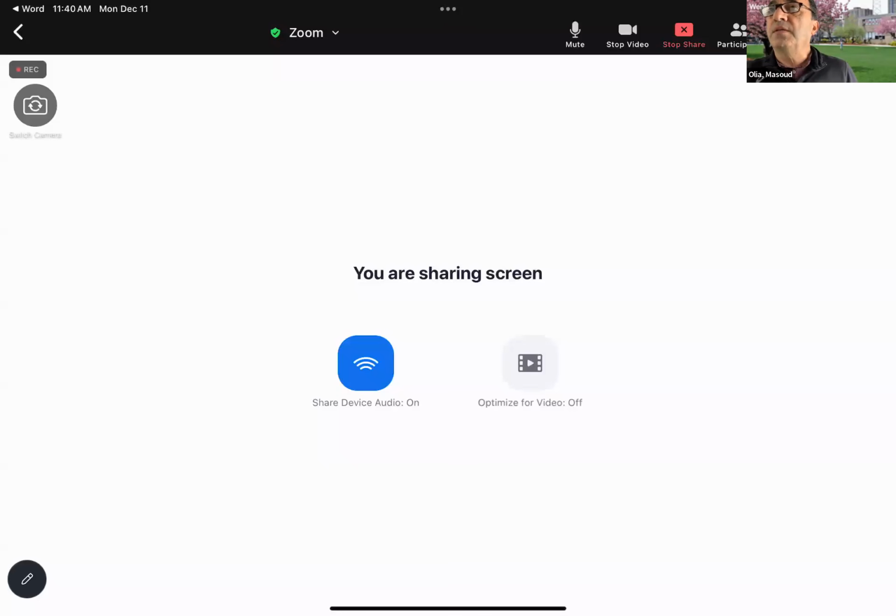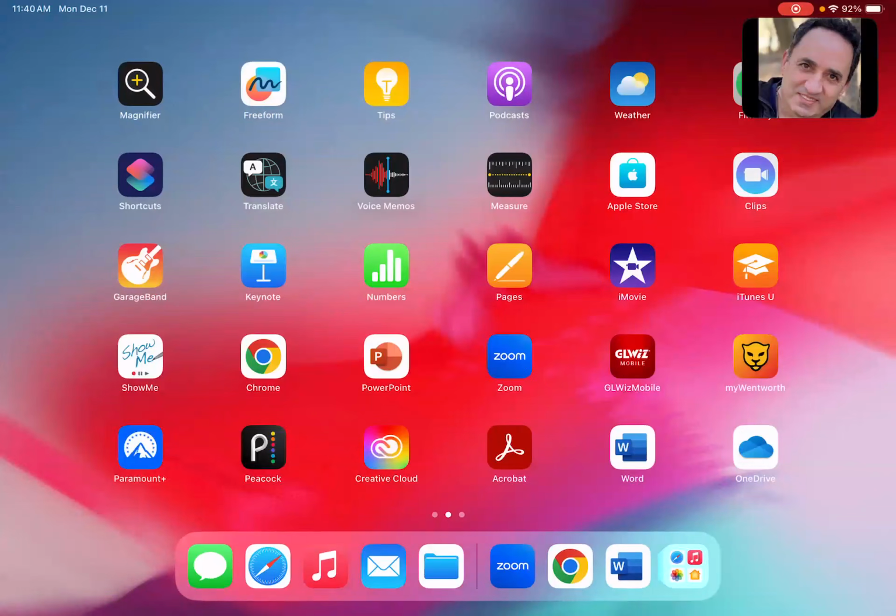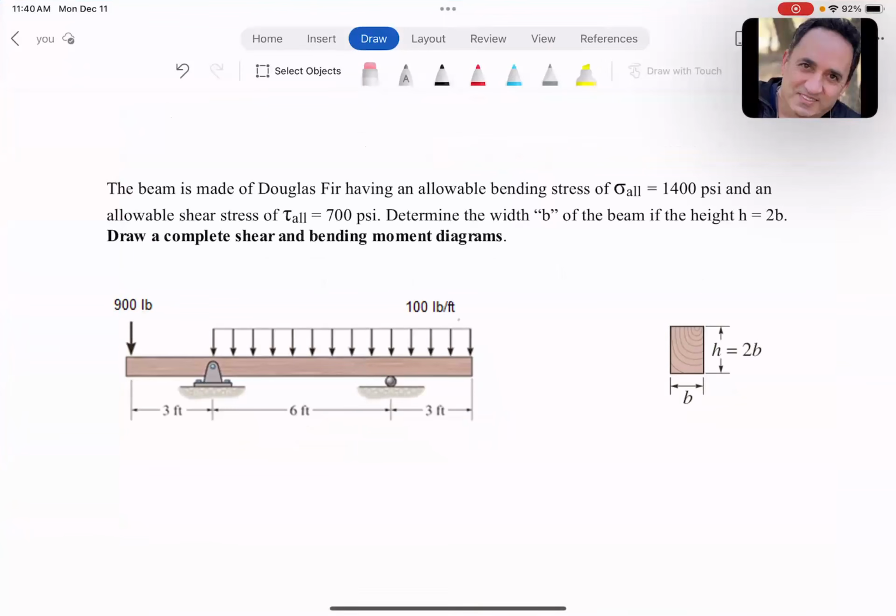stop my camera if I could. All right, so that way you don't get distracted, so I can flatten my iPad as well. All right, sorry for the noise that I'm generating for doing that.